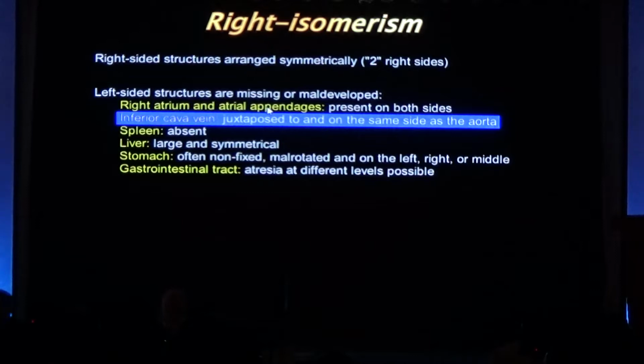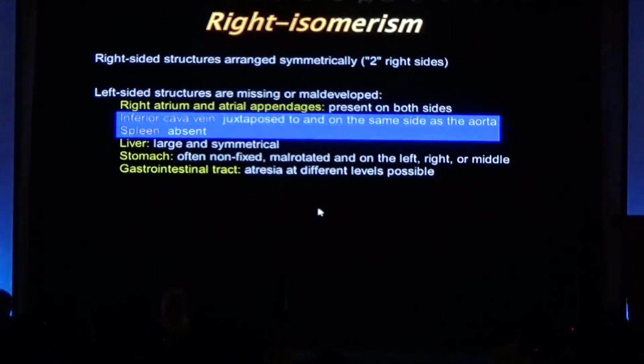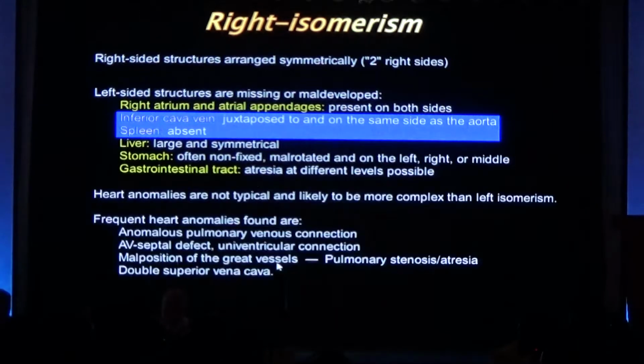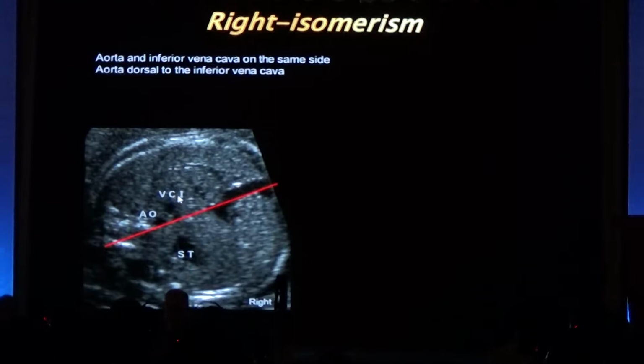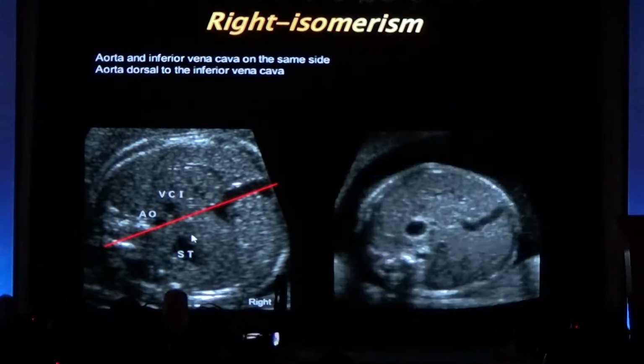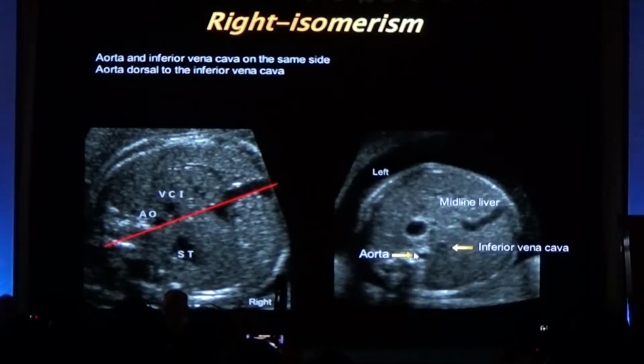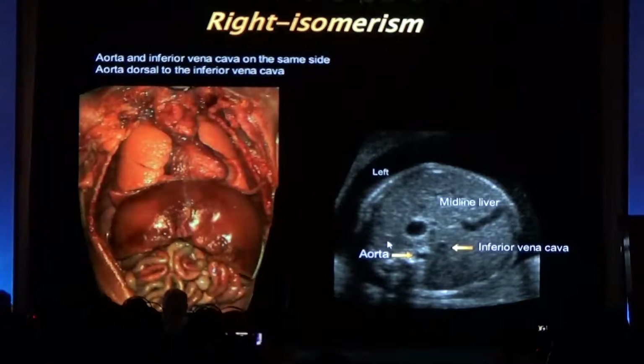Well, what also goes on the left side? Pulmonary veins. If you don't see the pulmonary veins returning to the left atrium, suspect the baby has right isomerism, and the spleen can be absent. So here you see the midline section. We have the aorta and inferior cava in front of the aorta. Only right isomerism can give you that. Here again, the aorta, inferior cava in front of the aorta and on the same side. Only right isomerism.